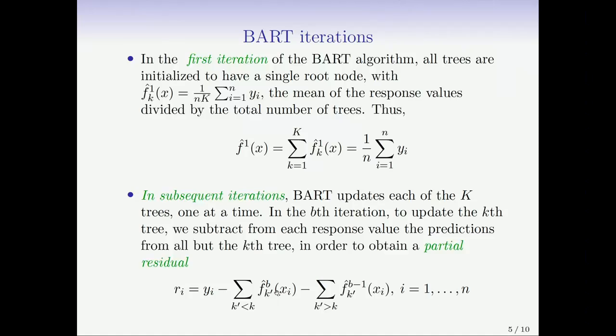We take the response, for all trees but the Kth tree, we subtract off the current fit, and we form what's called the partial residual. And then we build our tree on the partial residual. But we might think, well, I'll just build a regression tree directly, from scratch. But instead, what BART does is it takes the existing tree at that step and it perturbs it in a certain way.